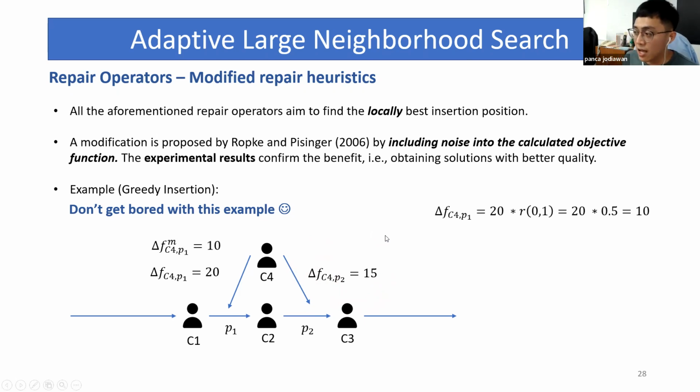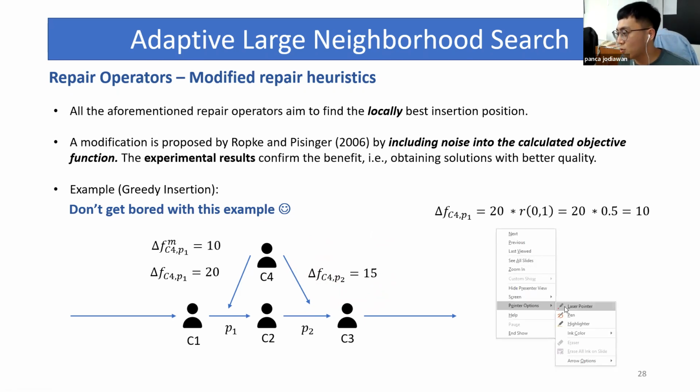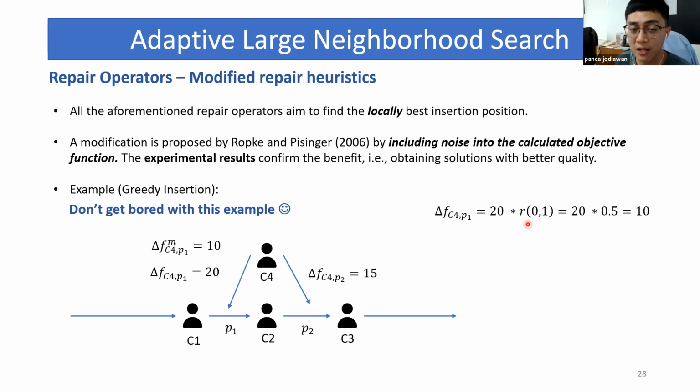But now, considering the noise means that we will adjust the objective value or the cost originally obtained. We will adjust the original cost. Here I used my own concept, okay, just to make it simple. I just multiply the 20 here with a random value between 0 and 1, okay? I clarify that this is not the way Professor Ropke and Pisinger used, but I use this illustration just to create a simple understanding of how we add the noise, okay?